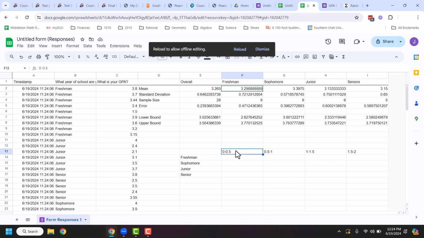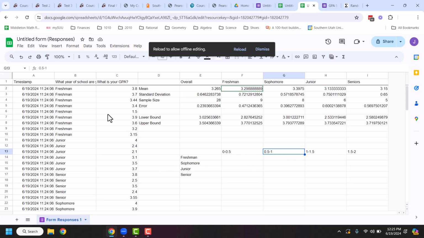GPAs. Now, you could also do things that are not numbers. Like if you wanted to find, is there a relationship between the grade level that you're in and whether you live on campus or off campus housing? In that case, both of your variables are categories. And so you could fill out the other part of your two-way table in that way, where you have on campus housing and off campus housing.